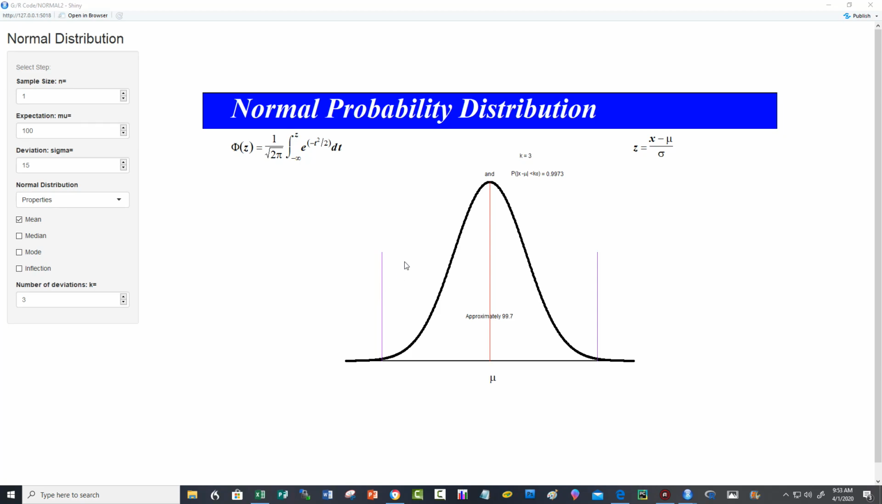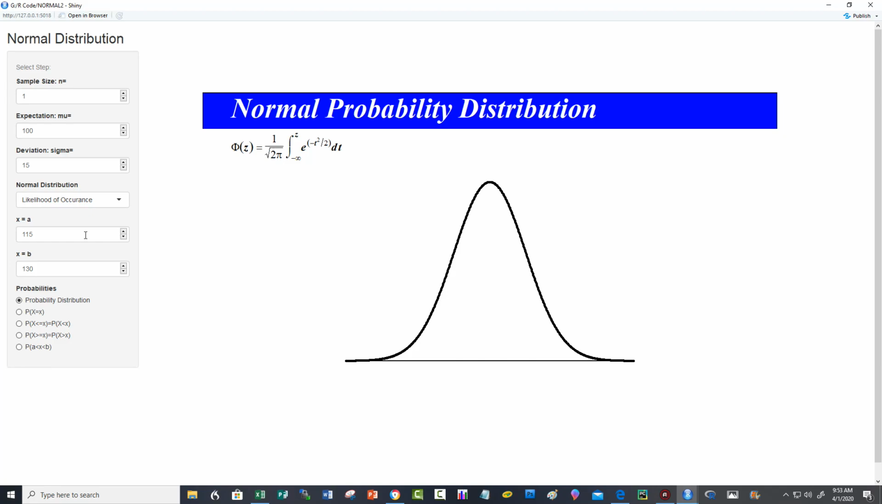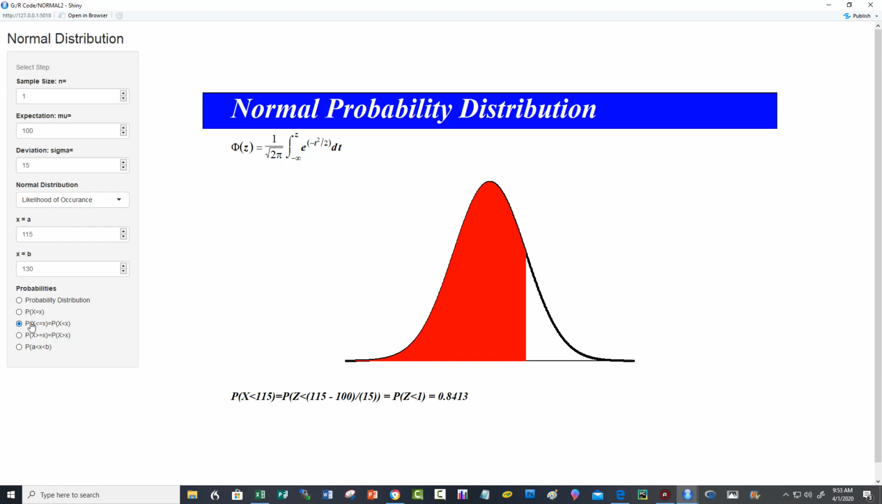So when we're measuring the probability using a normal probability distribution, which is a continuous function, we're going to measure the probability by the area under the curve. So let's look at that. Likelihood of occurrence. So here I've set the expectation to be 100, or the mean, the deviation to be 15, and I want to know, let's say, what is the probability that it's less than 115. Then we can standardize it to use one chart, and we'll talk about that more. I think we talked about it in class before we switched modes. Then that would be 1 deviation below the mean.